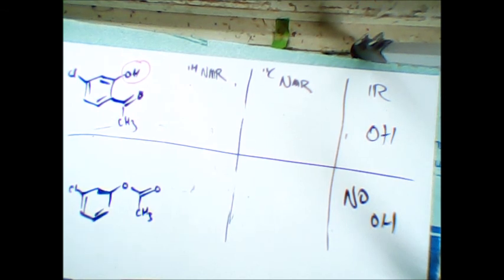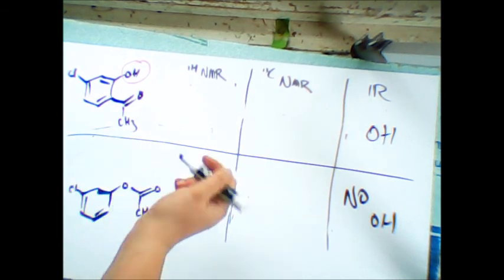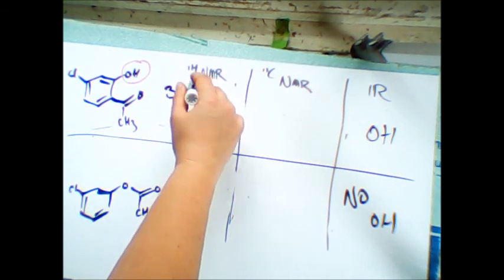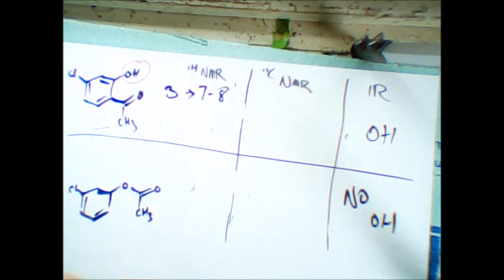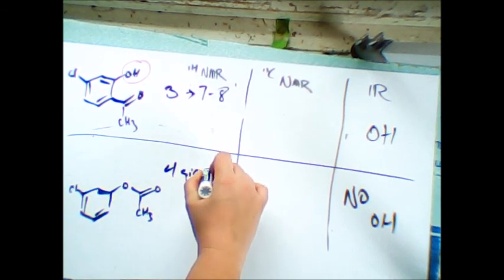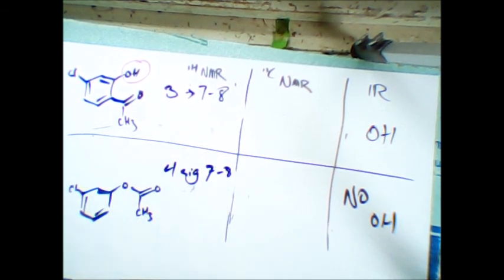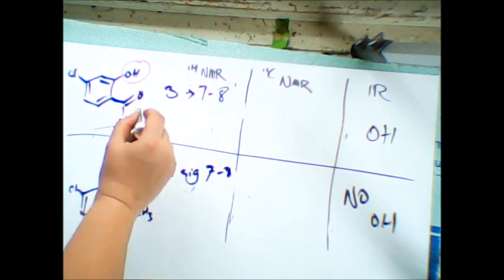So, HNMR, we've got a tri-substituted benzene here, which is going to have 3 signals in the aromatic region, which is the 7, 8. This one is only di-substituted, which means that it is going to have 4 signals in the 7, 8 region. And then this part is going to show up essentially the same for both of them.